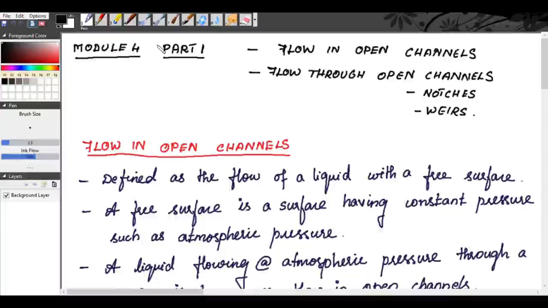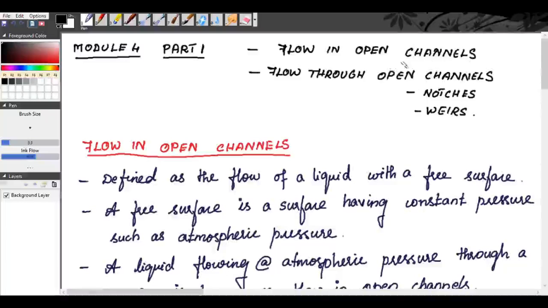Welcome everybody once again. So we have completed our 3 modules and we are going to start our 4th module. The 4th module deals with flow in open channels and flow through open channels.